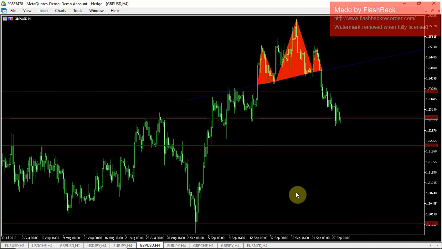We need to be cautious of that, and so we expect a massive sell off this week on the pound. The only hazards that we need to look out for are those possible fundamental events, the ones that we actually don't plan for, for example, the ongoing Brexit developments. So we need to be up to date with the news.